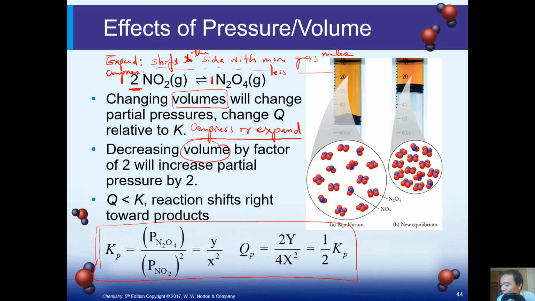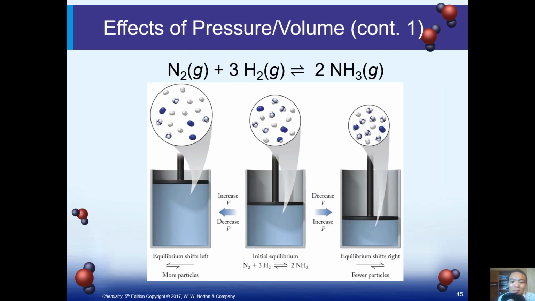And the bottom just tells you, you can actually do a detailed analysis by comparing the new Q with the K. But we don't have to. If you're interested, you can look at this whole procedure, which is listed over here. All right, let's look at another example.